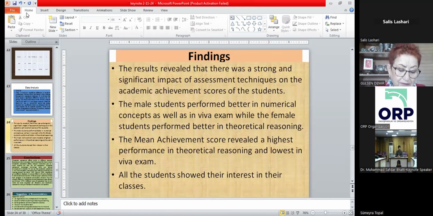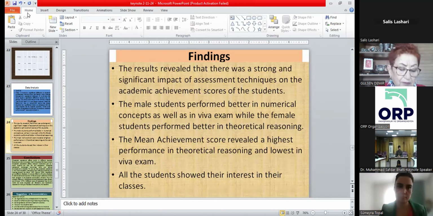Dear all, the results revealed that there was a strong and significant impact of assessment techniques on the academic achievement scores of the students. The male students performed better in numerical concepts as well as in the Viva examination, while the female students performed better in theoretical reasoning. The mean achievement score revealed the highest performance in theoretical reasoning and the lowest in the Viva exam. All the students showed their interest in their classes as well.